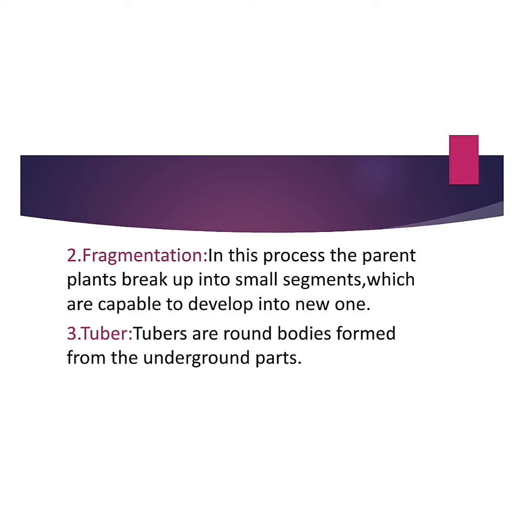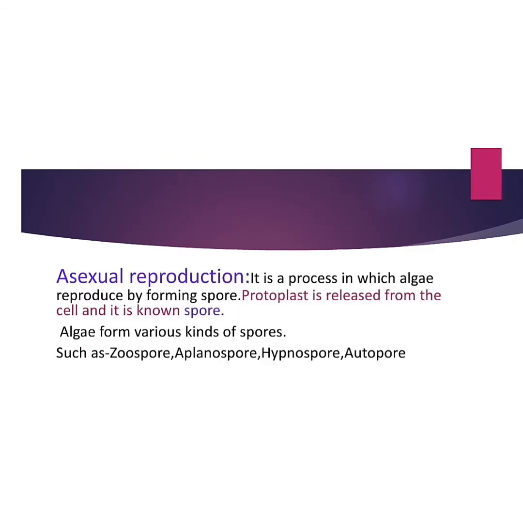Okay, so let's talk about the asexual reproduction process. The second reproduction process is asexual reproduction. It is a process in which algae reproduce by forming spores. I think you know what a spore is. A spore is nothing but a cell's protoplast. The protoplast is released from the cell and it is known as a spore.